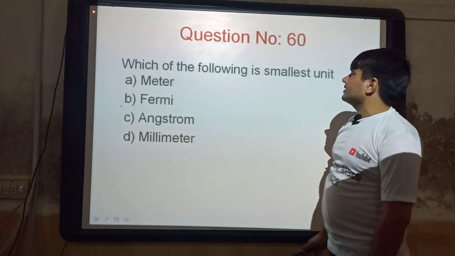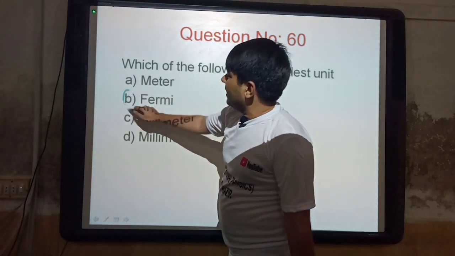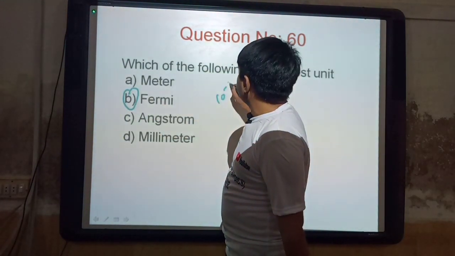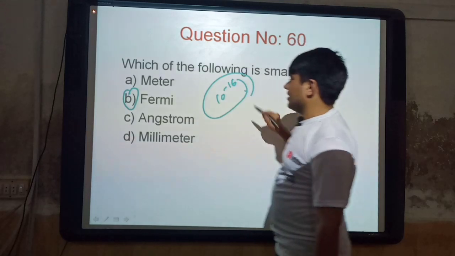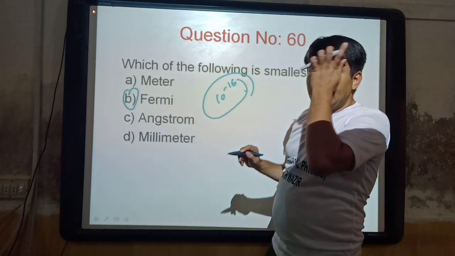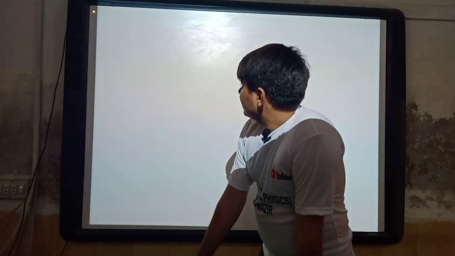Which of the following is the smallest unit? The smallest unit is a Fermi, 10 to the power minus 16.